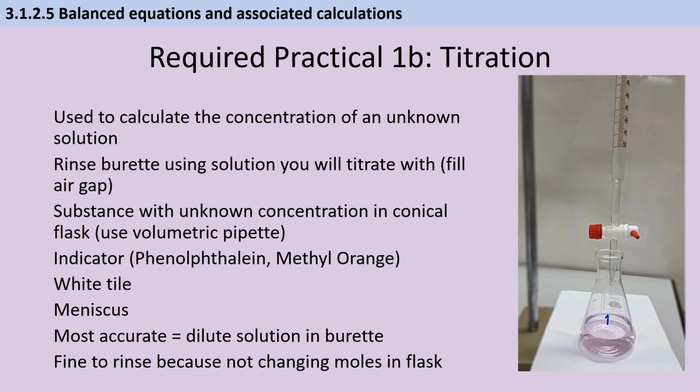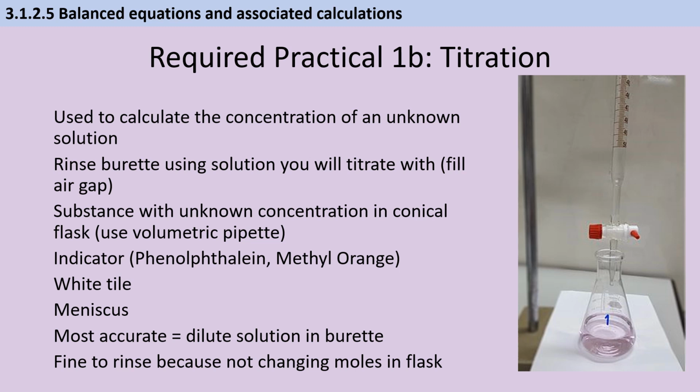You titrate until you see the first permanent colour change, repeating that process until you get concordant data, which are titres that are within 0.1 cm³ of each other. We often use a white tile underneath the conical flask in order to allow you to see the colour change more clearly. All of your volumes are measured at eye level, looking at where the meniscus lies, and your most accurate data is going to be calculated when your burette contains a very dilute solution, because this is going to mean that the volume that you add is larger and therefore the percentage uncertainty is smaller.